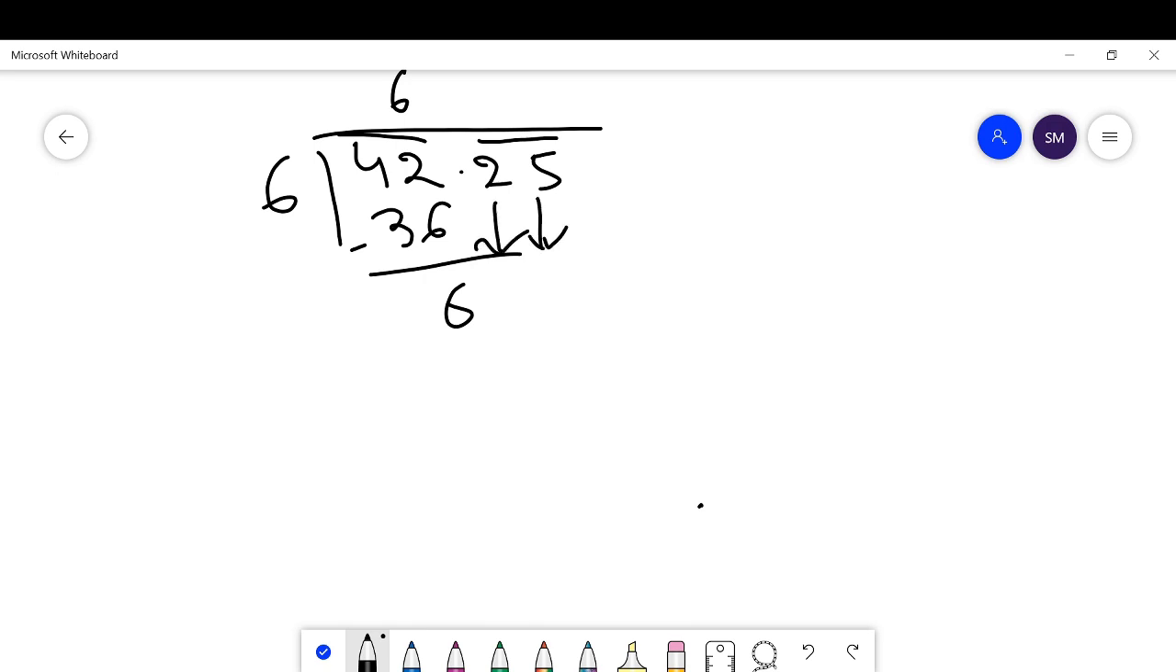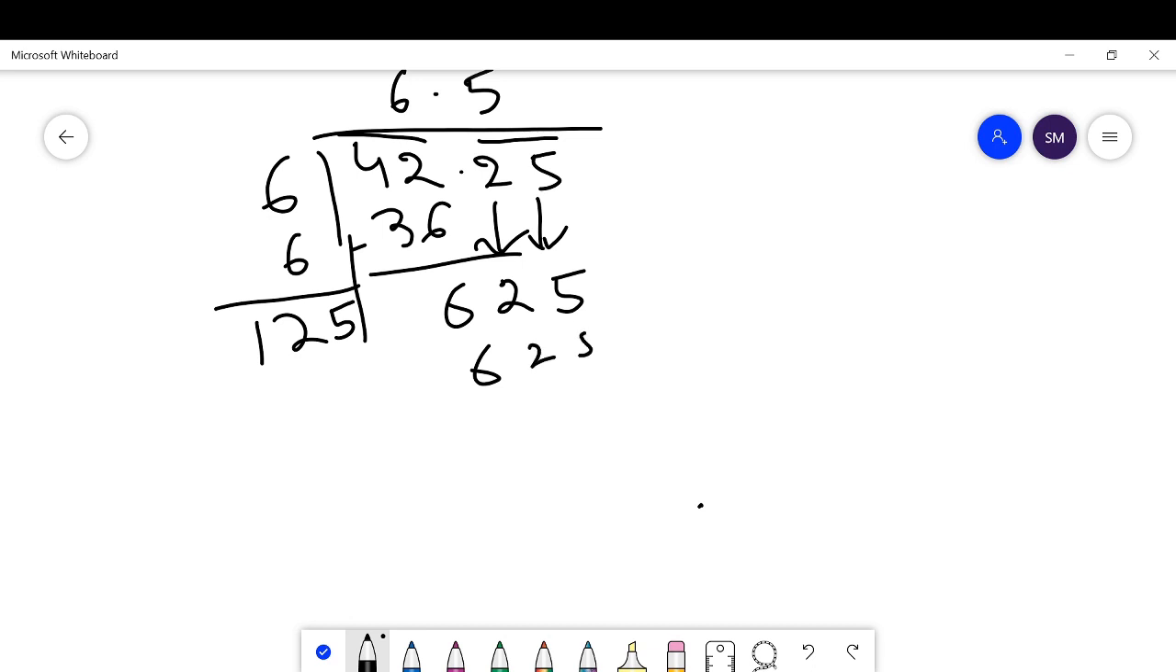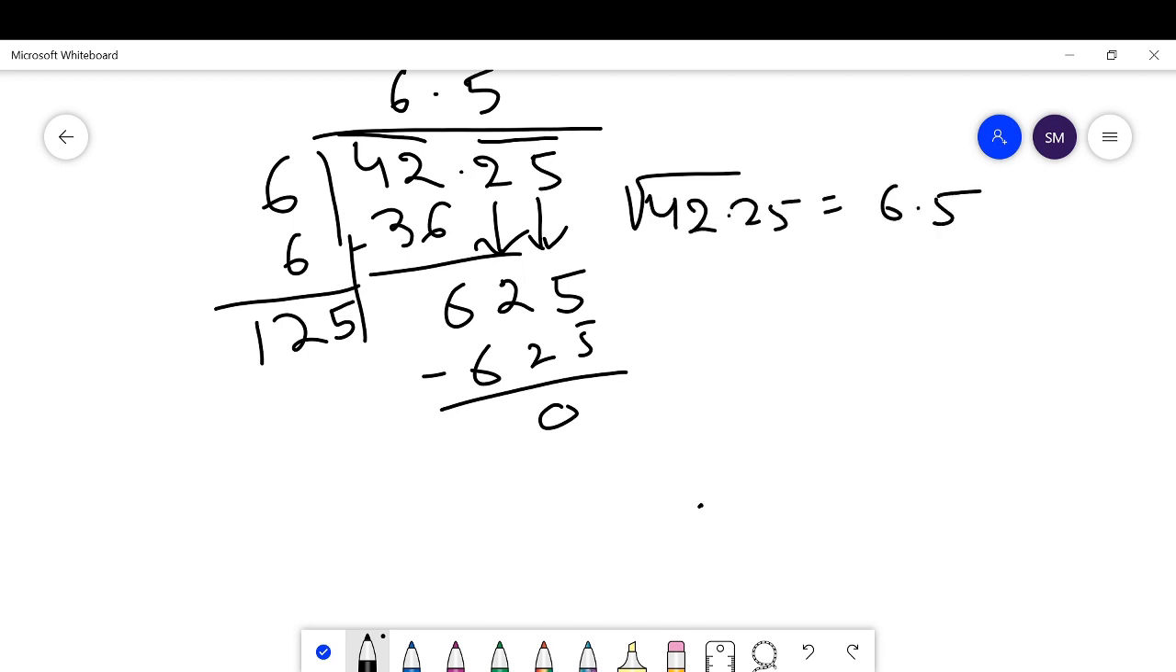the pair comes down, then the numbers after the decimal come down, hence we put the decimal point here. This is 625. 6 plus 6 is 12, here put 5, here put another 5, this is 125. 5 5s are 625. Then what is the square root of 42.25? This is 6.5.